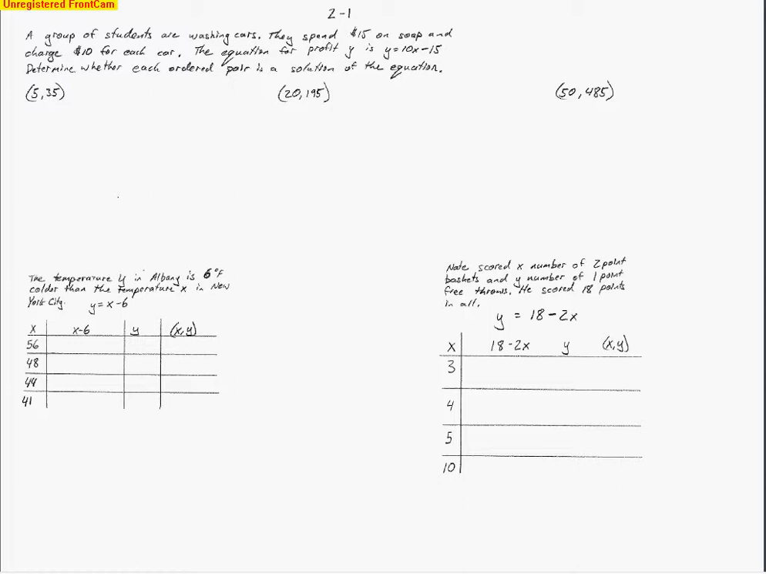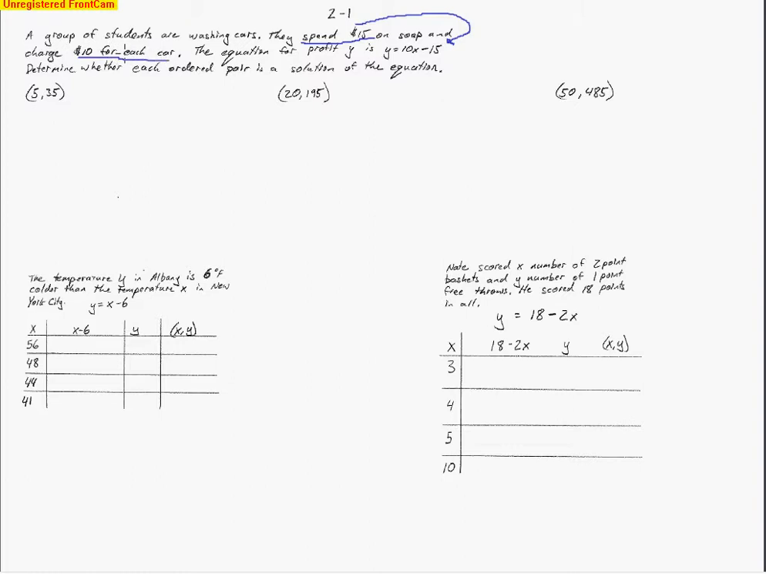Spending $15 means that we are going to take away $15 from the total. But then they also have this charge of $10 for each hour. So let's highlight the important information here. We're going to spend $15, and so the spending $15 is where the minus 15 comes into play. And then it says he also has a charge of $10 for each car.